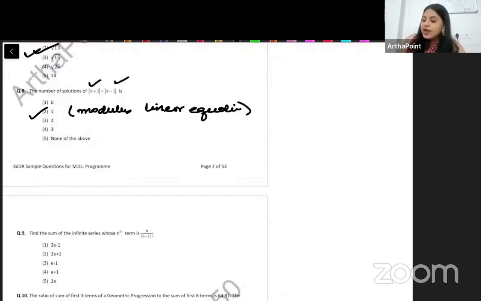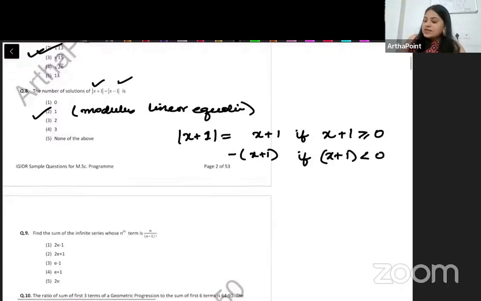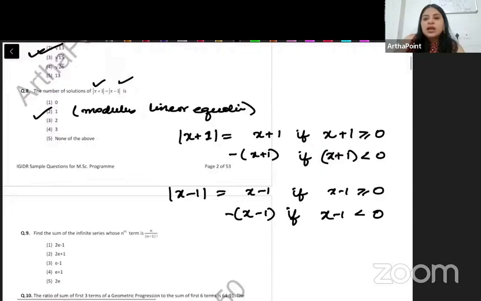Hai ki nahi? So |x plus 1| can be written as x plus 1 if x plus 1 is greater than or equal to 0, and minus (x plus 1) if x plus 1 is less than 0. And similarly you can open |x minus 1|. This will be x minus 1 if x minus 1 is greater than or equal to 0, and minus (x minus 1) if x minus 1 is less than or equal to 0. This is how you can open.